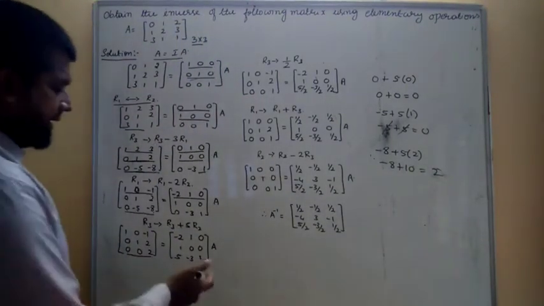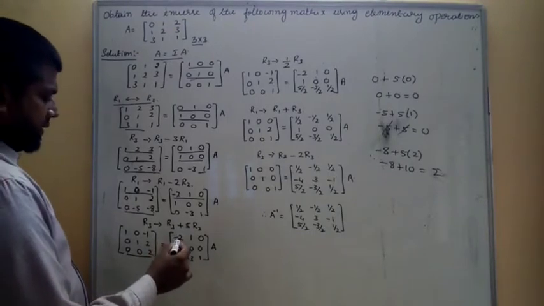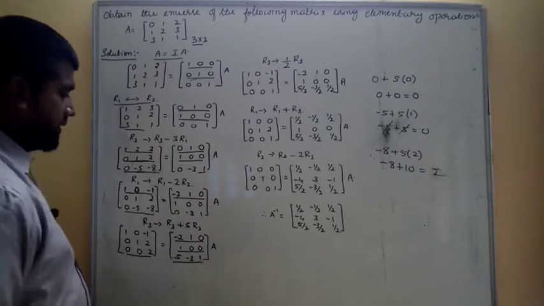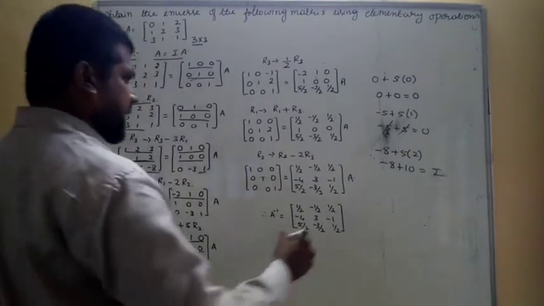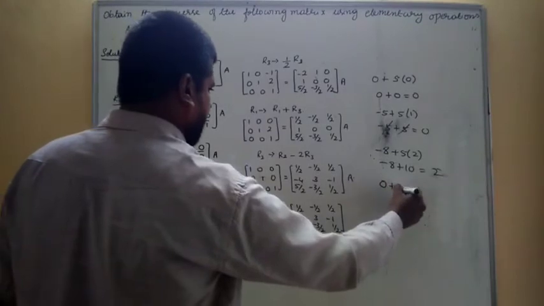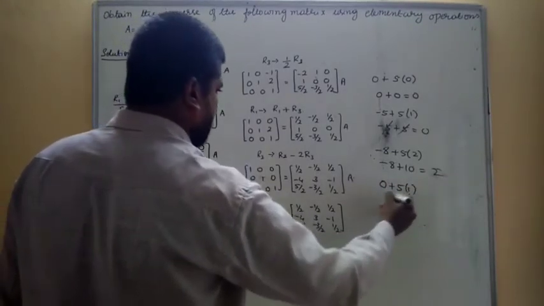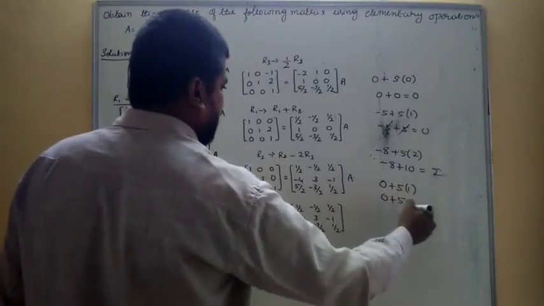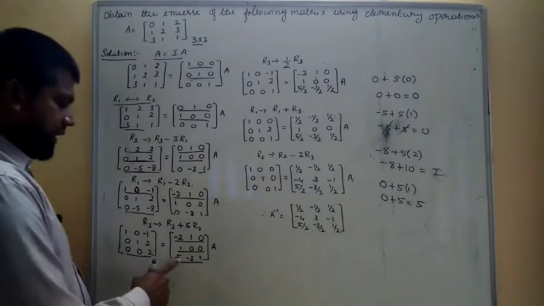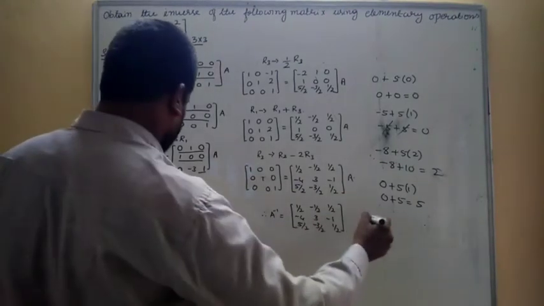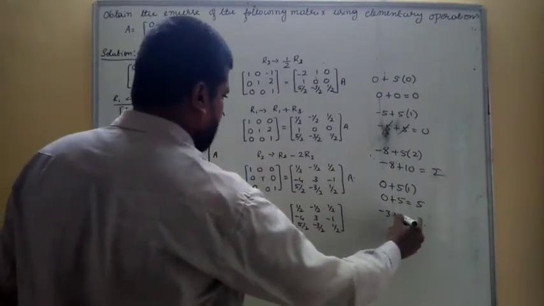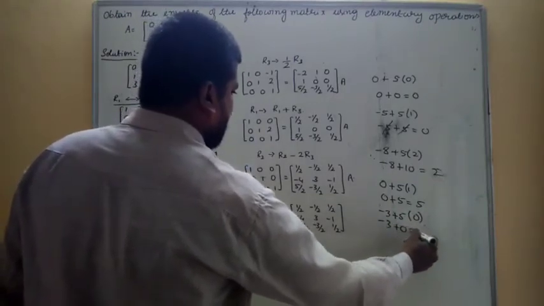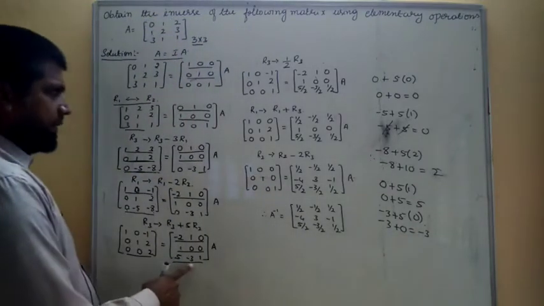So let us go for the right side here. In the right side, we have to write the first row as the same, second row as it is, and we have to change the third row. In the third row, element is 0 plus 5 into second row element 1, that is 5. Here we got the 5. So next element is minus 3 plus 5 into the second row element 0, minus 3 plus 0, that is minus 3. We got the minus 3 here.